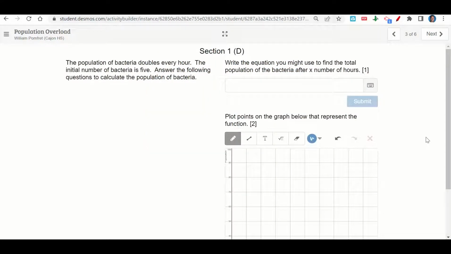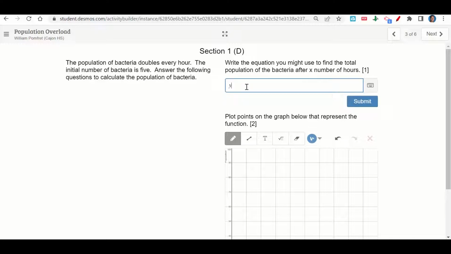Now, the first question says the population of bacteria doubles every hour. The initial number of bacteria is 5. Answer the following questions to calculate the population of bacteria. So it says, write the equation that might be used to find the total population of bacteria after x number of hours. Well, we can see that we're doubling, so we're multiplying each time. So we know it's going to be an exponential function.